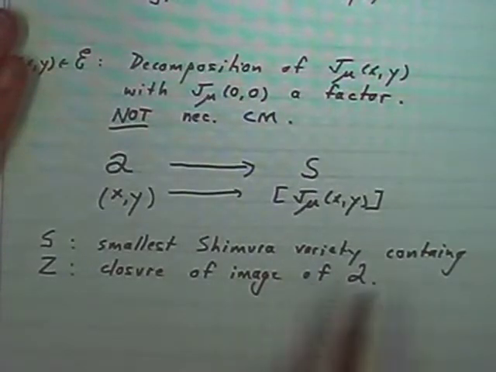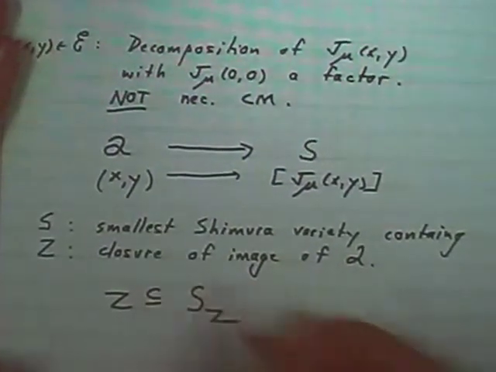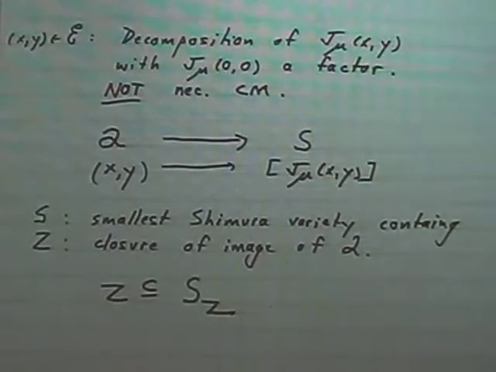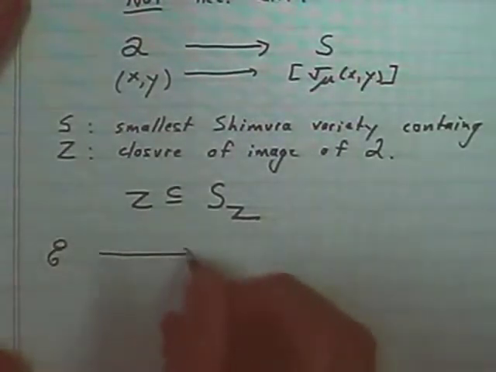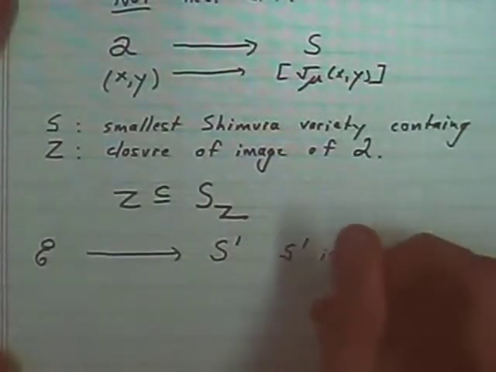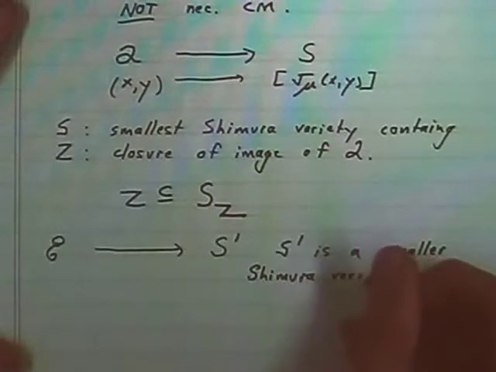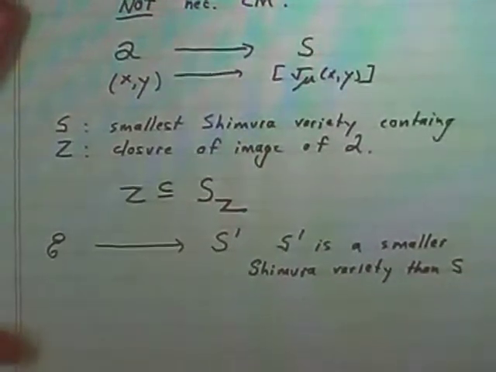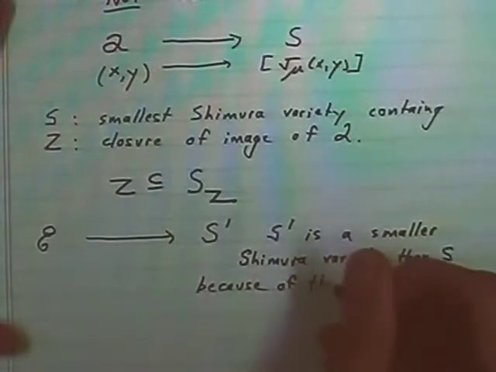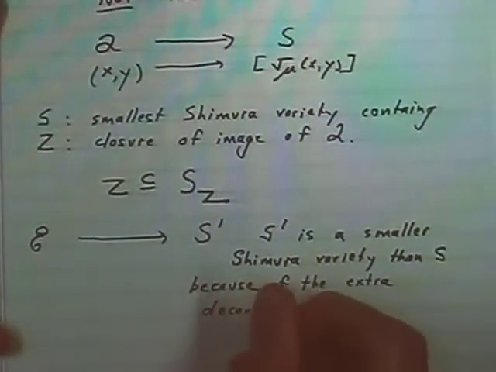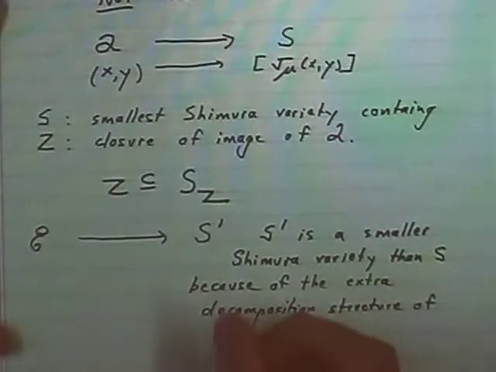So the smallest Shimura variety containing a variety is called its Shimura closure, and the Shimura closure is represented by S(Z). So you need to keep more control over what's happening. The idea is that the points in the exceptional set are going to correspond to S prime, where S prime is a smaller Shimura variety than S, because there's more structure because of the extra decomposition structure of this Jacobian.